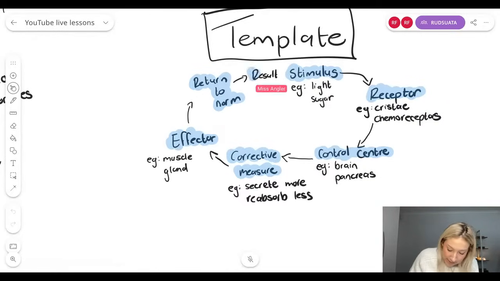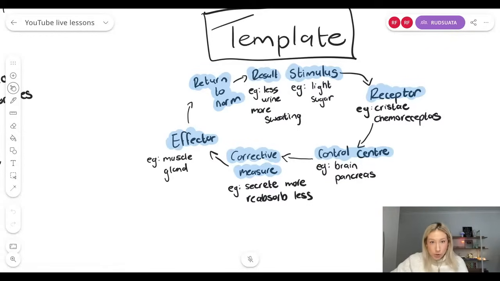So if, for example, and I'm going to write it down here, let's say the result was less urine or more sweating. I'm just giving different examples here. That's the result. Now, you'll see I didn't write anything down below "return to the norm," because that's just a standalone statement. You can say the sugar returns to normal, the muscles correct the posture and return to normal. The result is all about what happens at the very end.